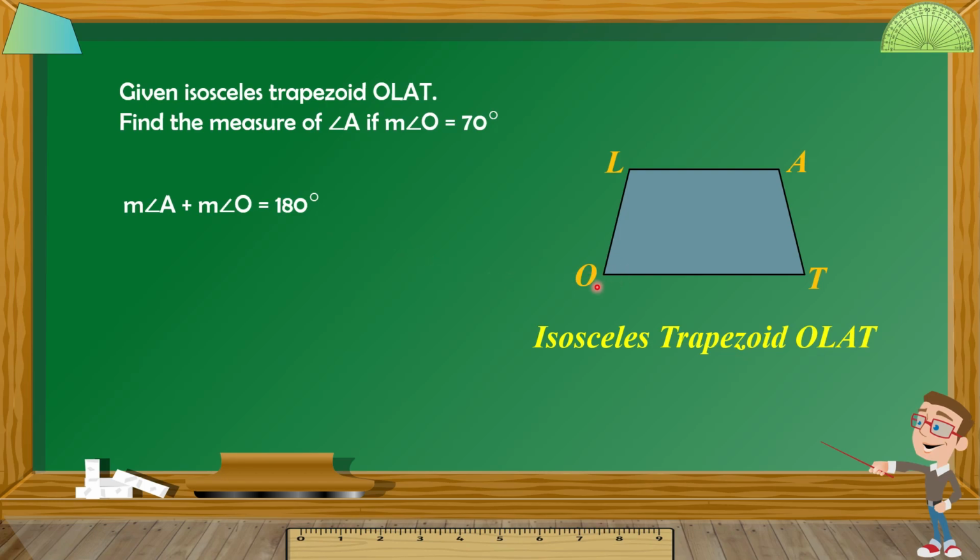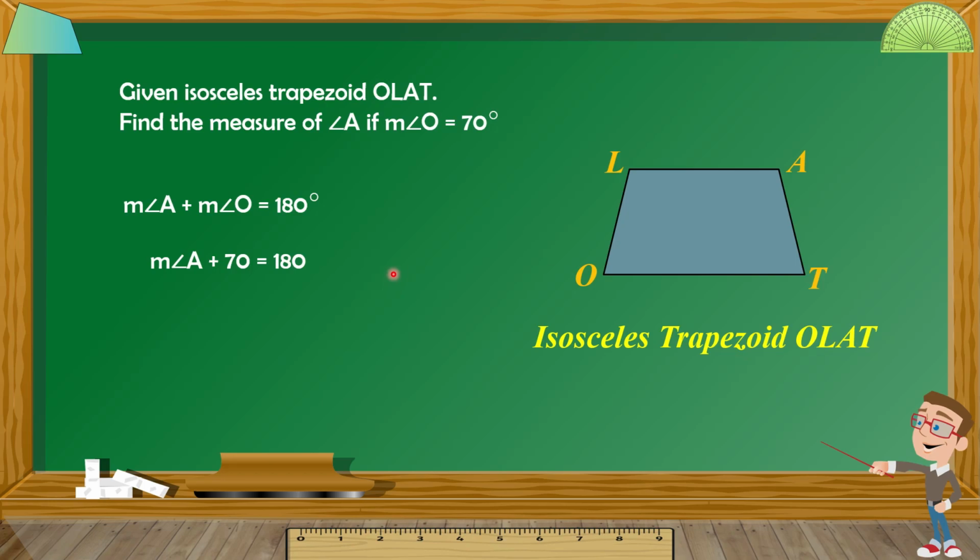So, kapag sinabi nating supplementary, di ba, yung mga angles na pinag-add natin, kaya meron tayong plus dito, they are equal to 180 degrees. Kapag sinabi na supplementary, that is equal to 180. Kaya ganyan yung equation natin: measure angle A plus measure angle O is equal to 180 degrees. Yung mga opposite angles natin ng isang isosceles trapezoid, they are supplementary.